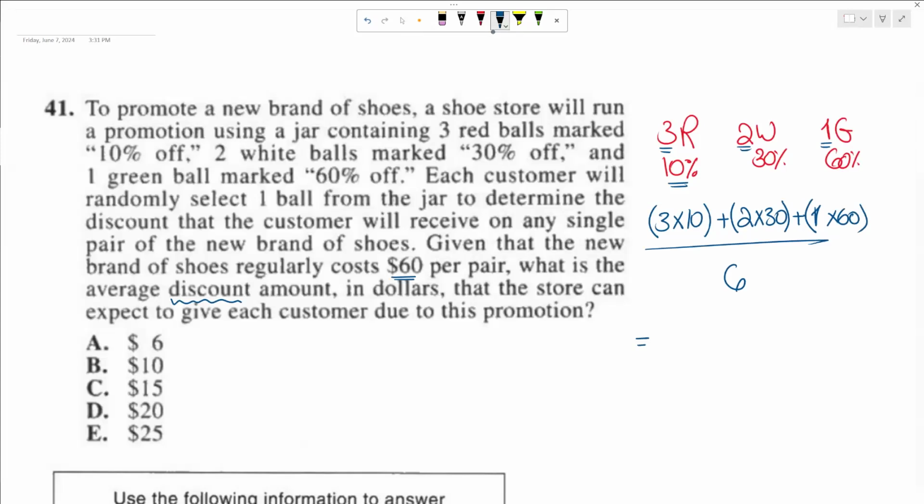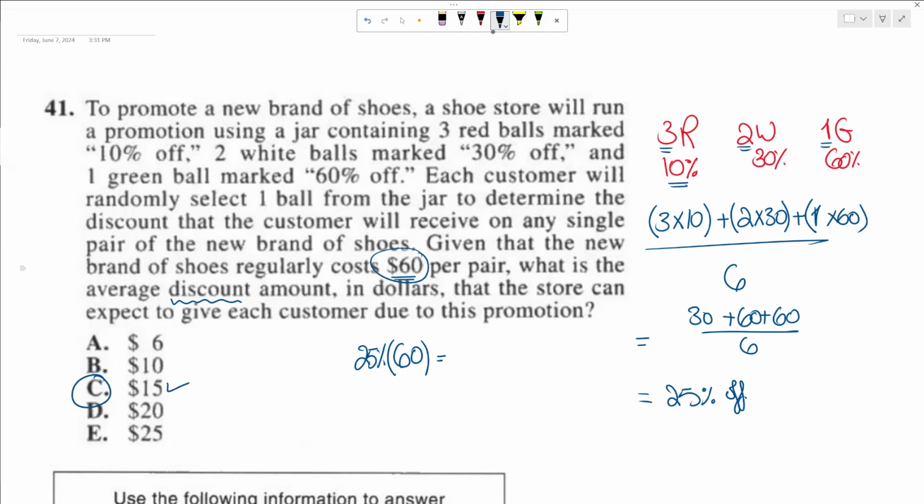So if you calculate that, that's 30 plus 60 plus 60, that's 150 over 6. Let me calculate that quickly. That's 25. So this is 25% off. Off of what? Off of the $60 per pair. That's the average cost. So I'll multiply 25% times the $60. That would get me the amount in dollars. 25% times 60 is $15. So there's a discount of $15, an average discount of $15. Does that make sense?